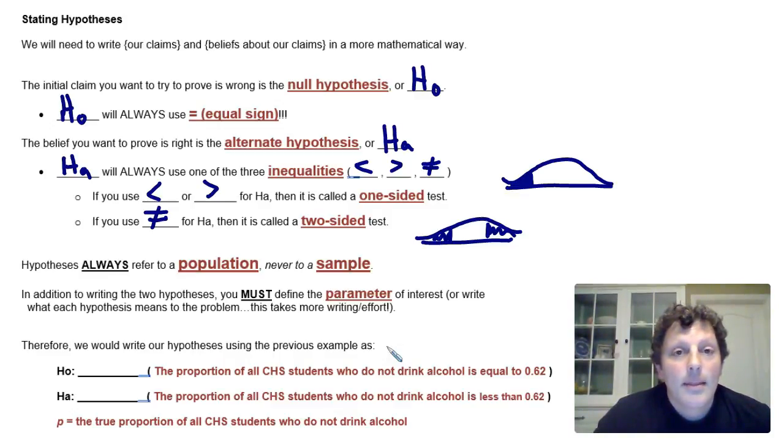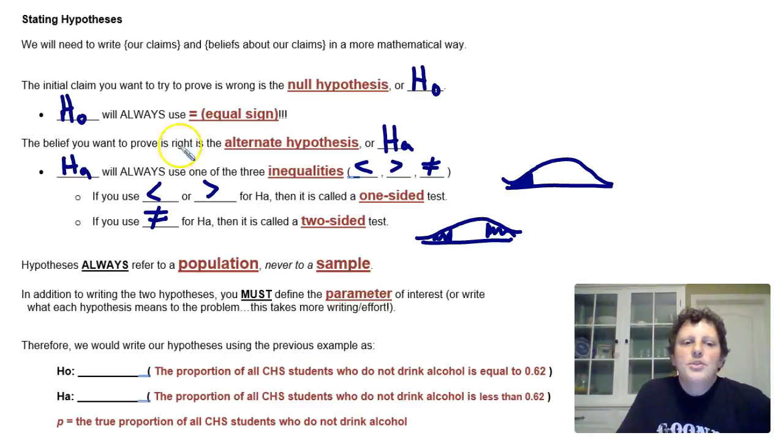Okay. The hypotheses always refer to the population, never the sample. You must use population symbols in your hypothesis. You must use language about the population in your hypothesis. If you reference the sample, it'll be a mistake, and you'll be penalized for that mistake. Okay, we're talking about something that's true for the population. So in addition to writing the two hypotheses, we need to also define this parameter for the population.